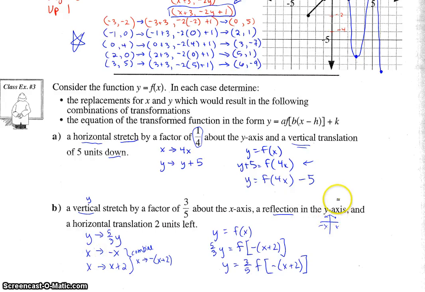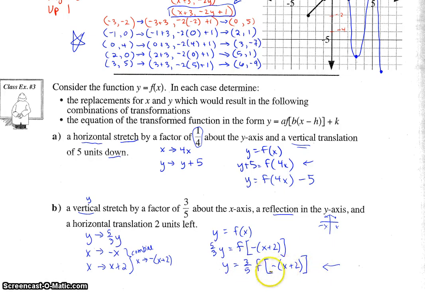X, the reflection in the y-axis, imagine this, so x would go to an opposite value. So x is replaced with negative x, and left 2, so x is replaced with x plus 2. Combining those two transformations, that would give you x being replaced with negative, then do the translation brackets x plus 2. So we do the replacements, we isolate y, which means dividing by 5/3 or multiplying by 3/5 on both sides. And there we go, that would be our answer.